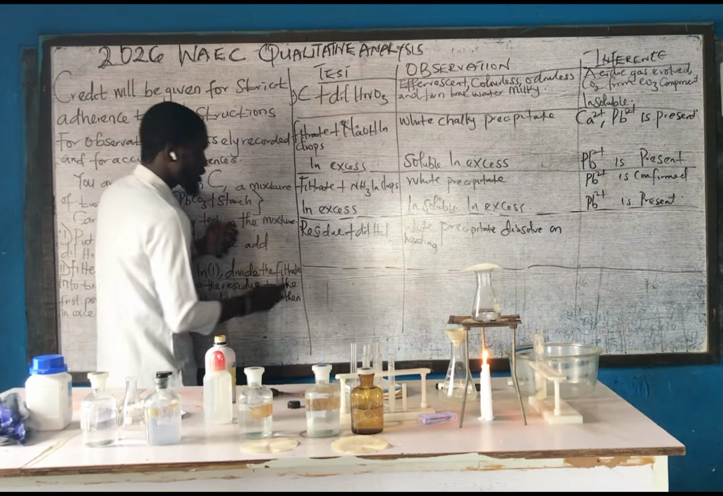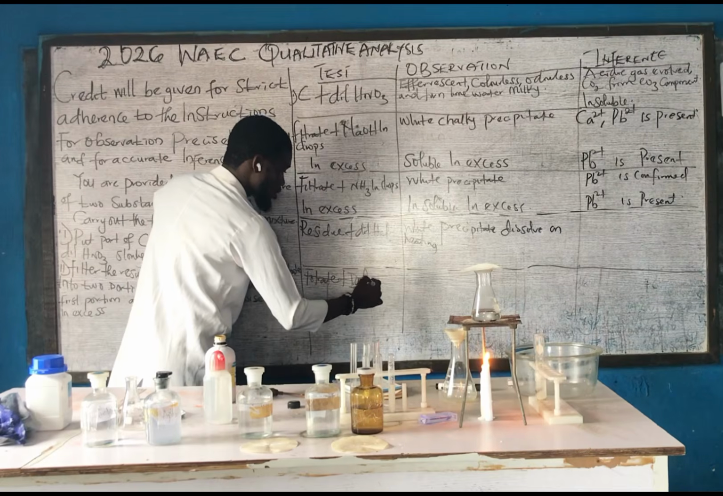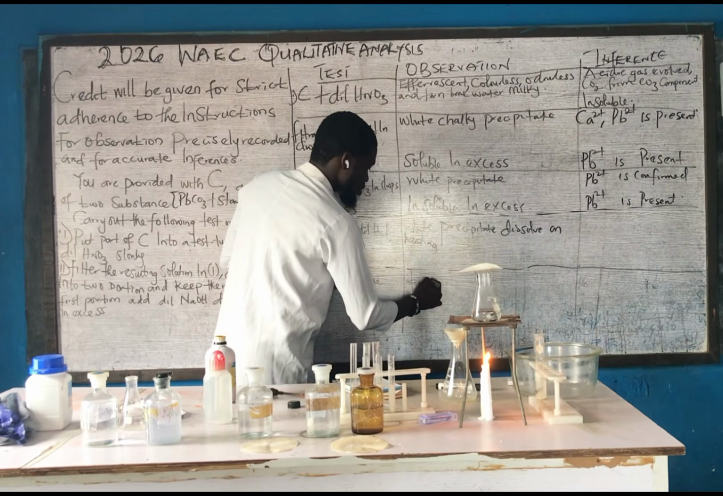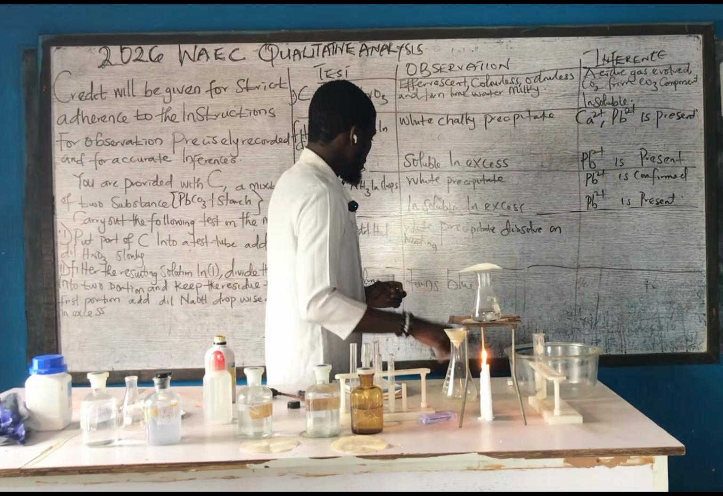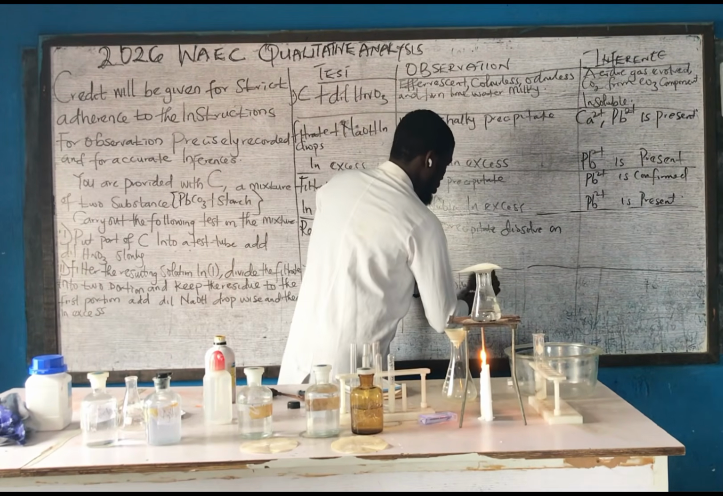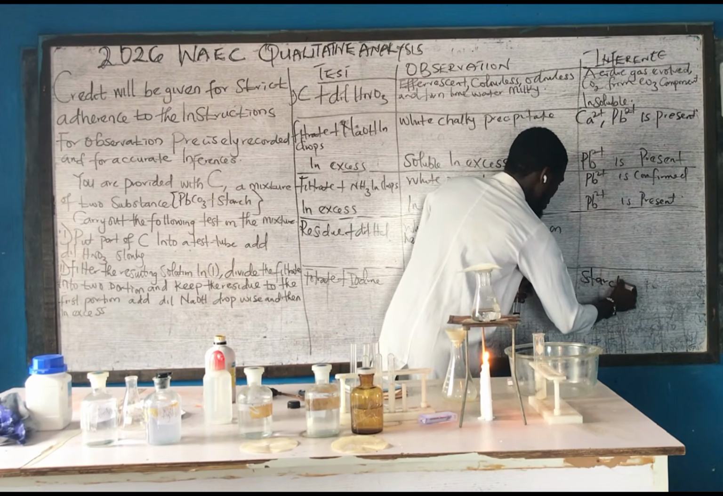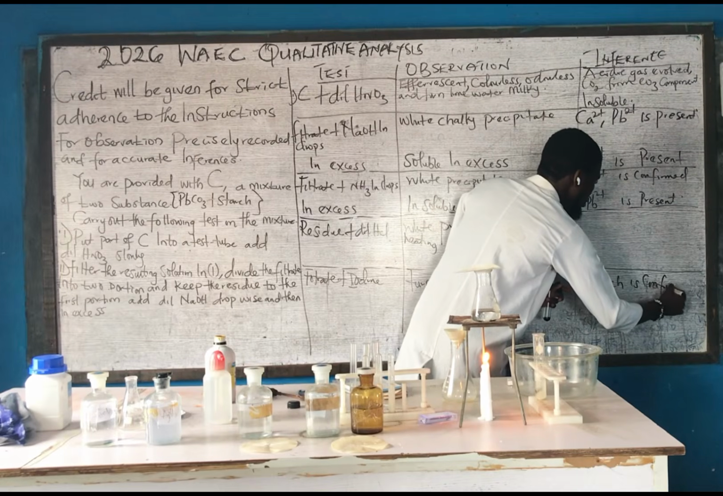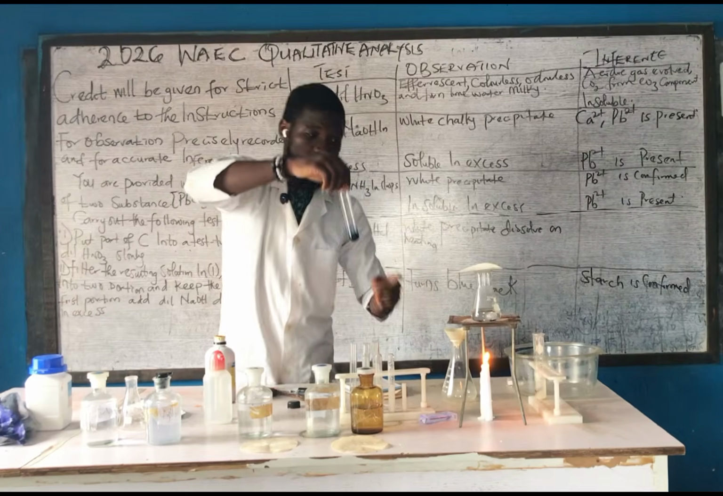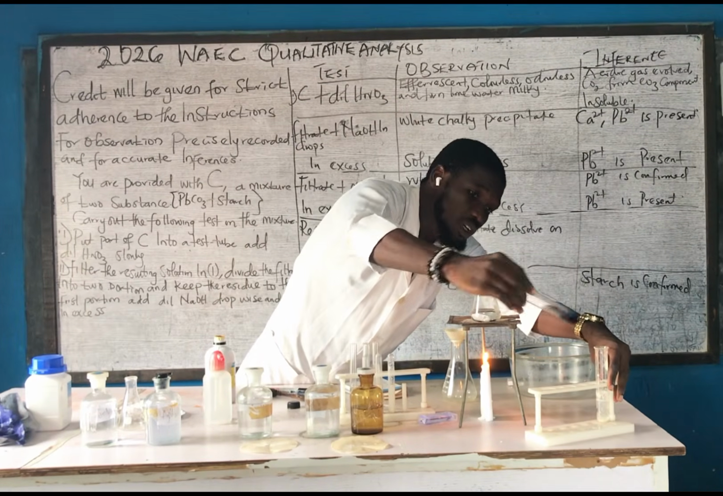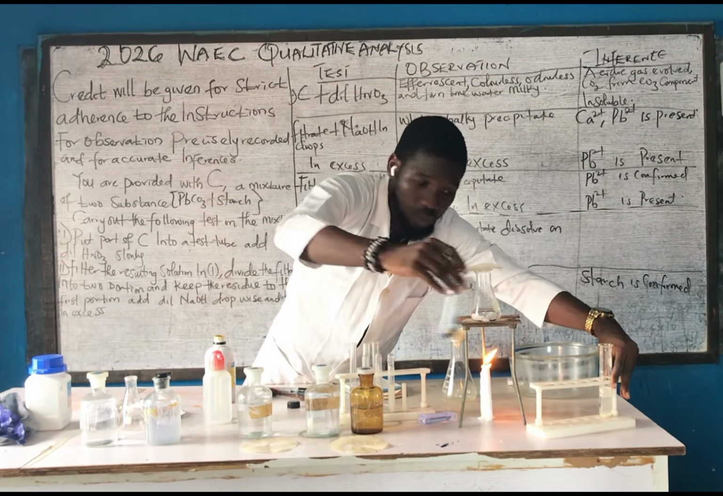So we can say filtrate plus iodine turns blue-black, starch is confirmed. Now, the next one, please take note. Let me turn it so you can see it very well. Blue-black. Can you see it? You can see we have a blue-black there.